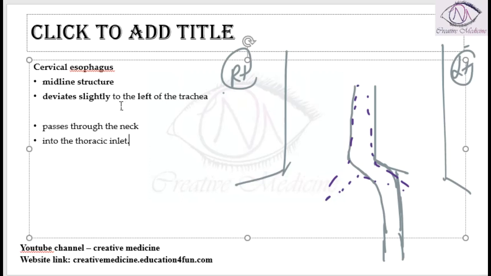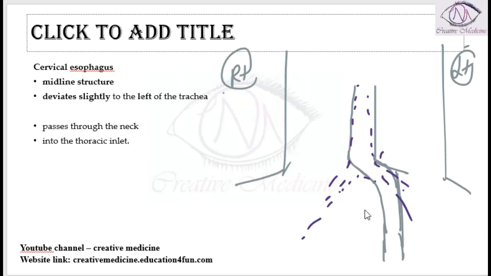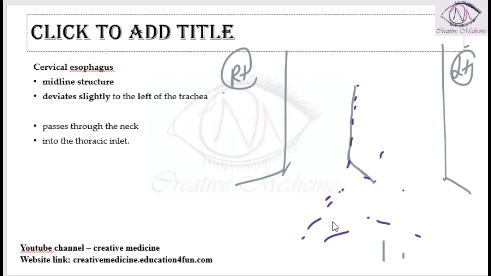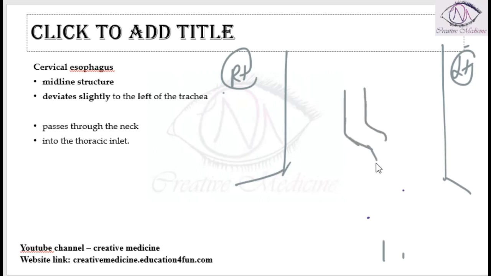Now again at the carina, so this is how it is, and then you will have carina somewhere here. So if I draw this... one minute. So it begins as a midline structure, and it will go to the left of the trachea like this and goes like this. Okay, now this is the trachea.